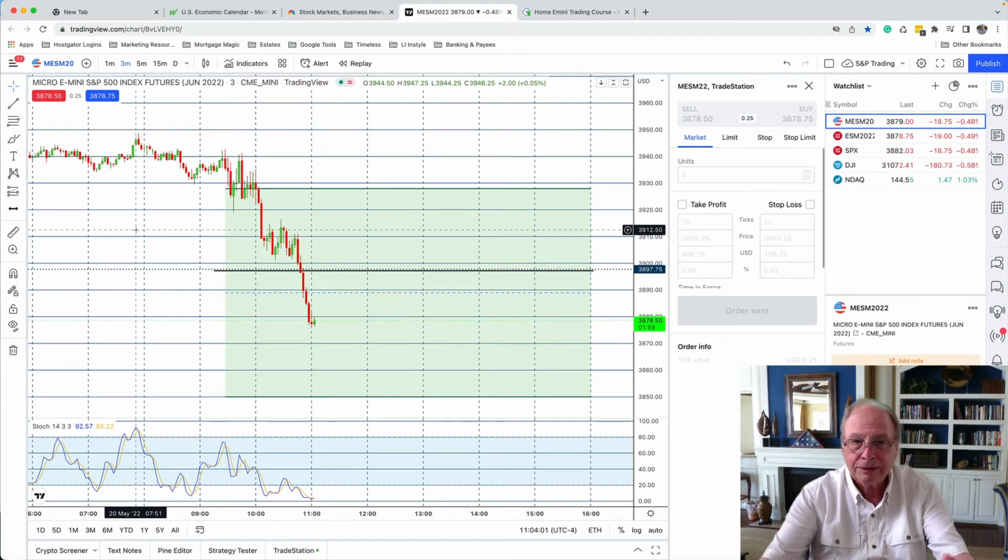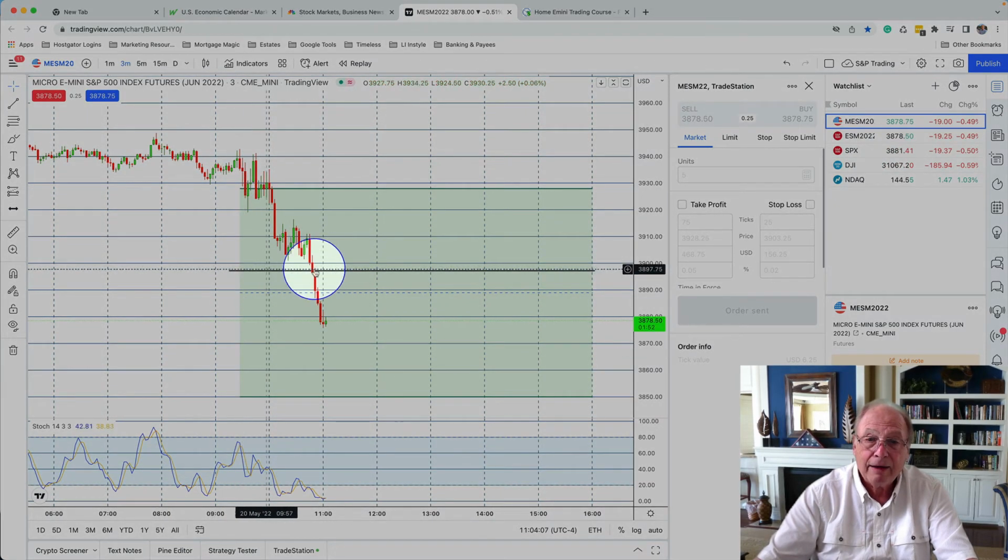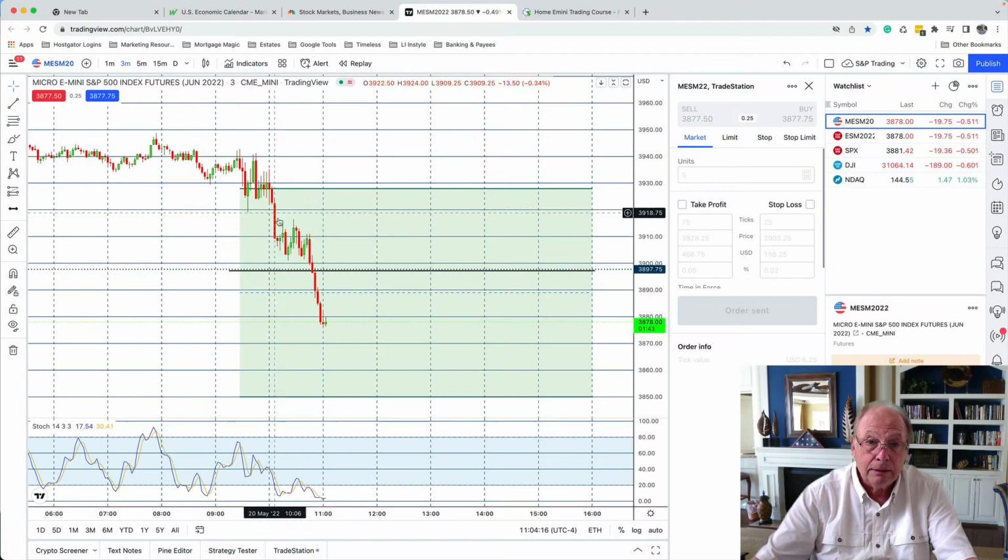So looking at this chart, here's how I start my day. Before the prices even print on the chart, I have my trading zone, and I have my close of the previous day. Prices started out right at the resistance level of the trading zone and quickly moved down, well, relatively quickly, and filled the gap.